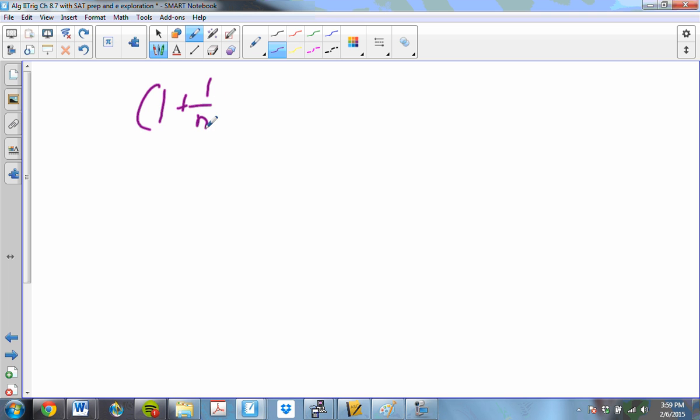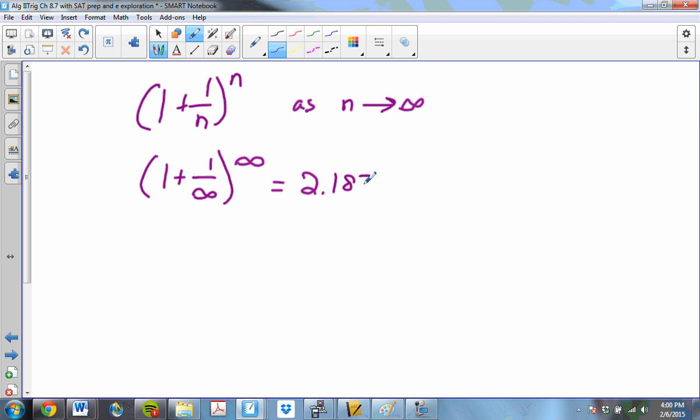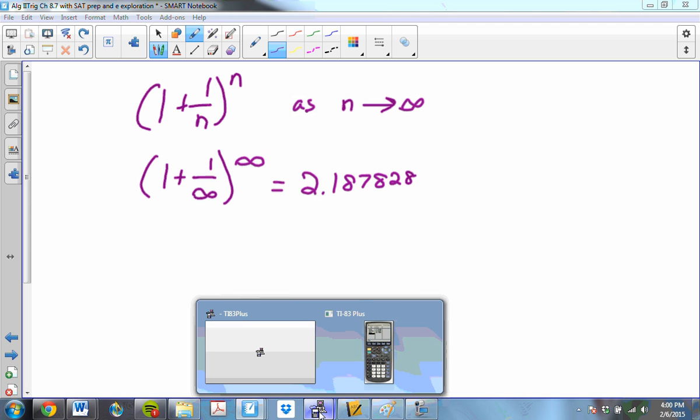The number 1 plus 1 over n to the n, as n gets really, really big, like as n gets really, really close to infinity. Basically, it isn't really possible, but if we had 1 plus 1 over infinity to the infinity, this equals 2.71828. I want to make sure that's right. That feels a little bit wrong right now. It equals a special number.